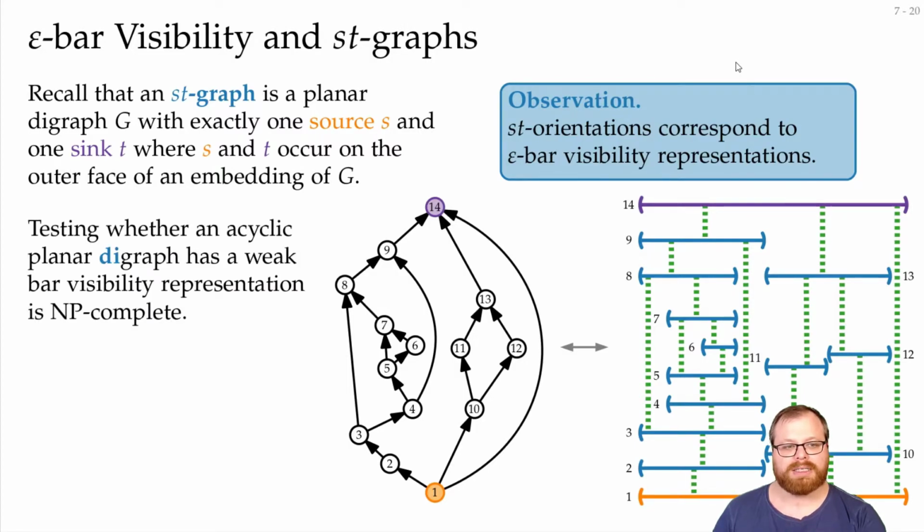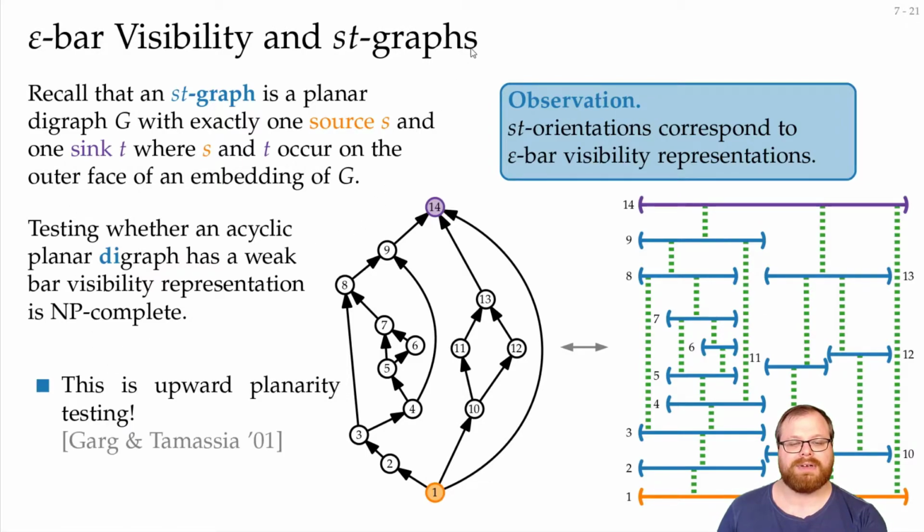On the other hand, if we only have a directed acyclic graph, then it's NP-hard to recognize whether it has a weak bar visibility representation. Because this question is equivalent to asking whether it has an upward planar drawing. And that we learned earlier is NP-complete.